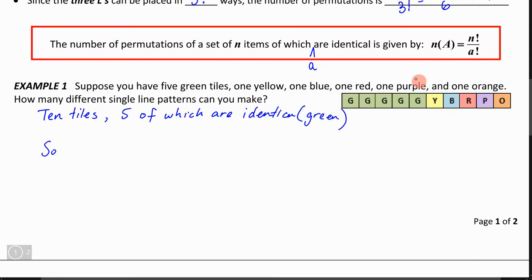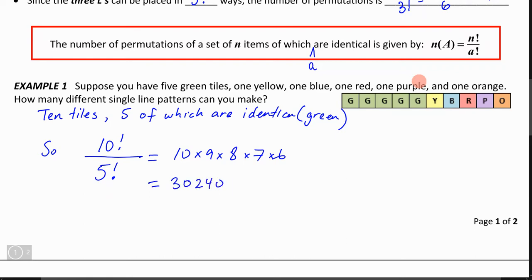So there are 10 factorial ways of arranging 10 tiles, but if 5 are identical, I'm going to divide by 5 factorial. This is simply 10 times 9 times 8 times 7 times 6, which is equal to 30,240 permutations.